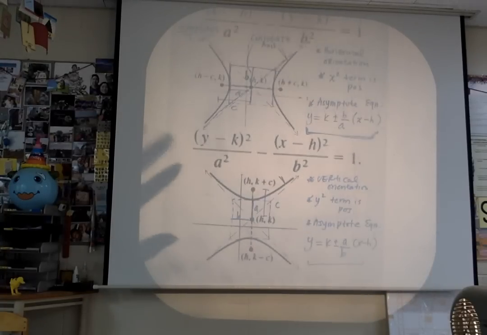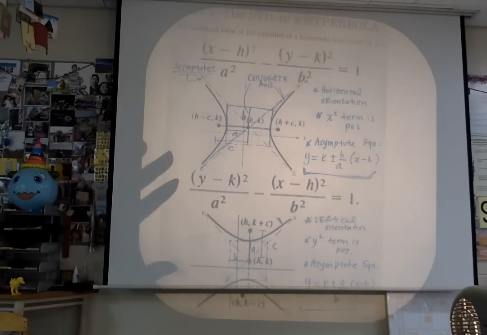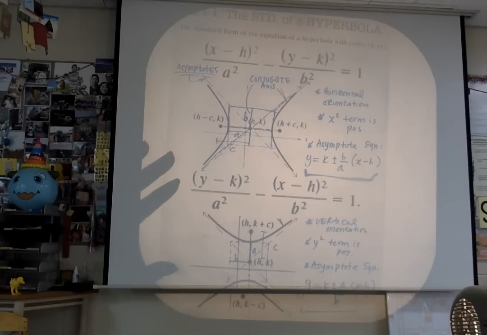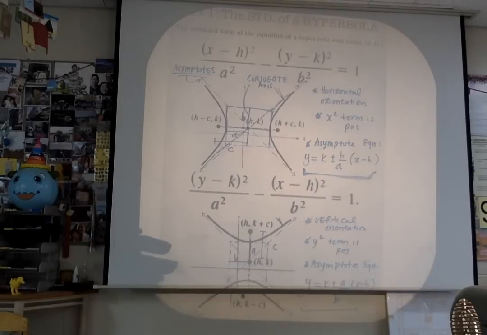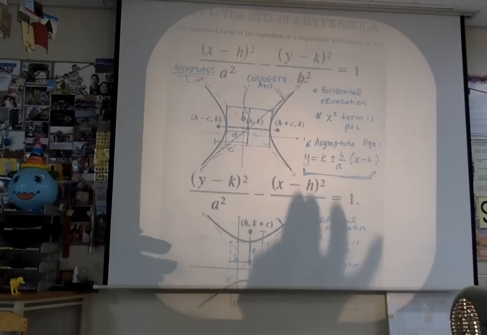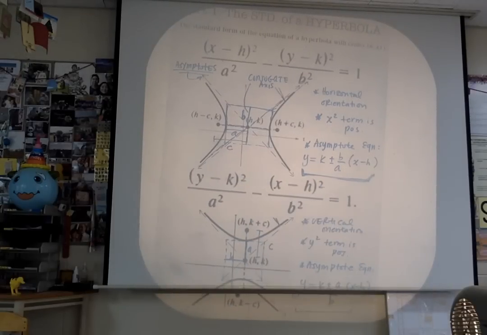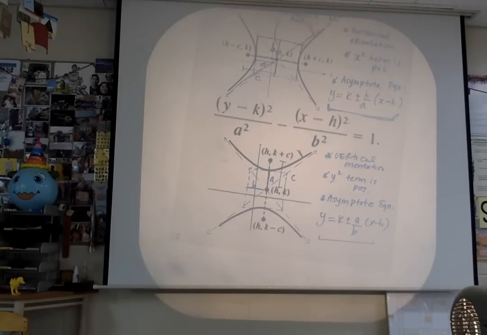Now, if your center always starts at 0, 0, the origin, then you know it's going to be x squared over a squared, y squared over b squared, or y squared over a squared, x squared over b squared. So just get rid of the h and the k, just like all the other conic sections.